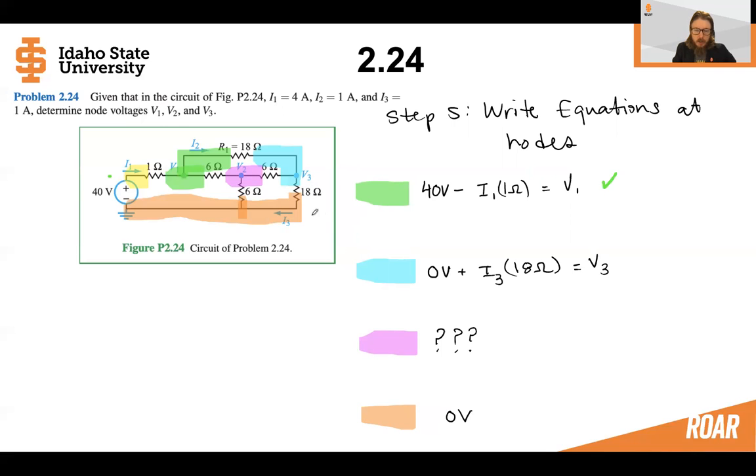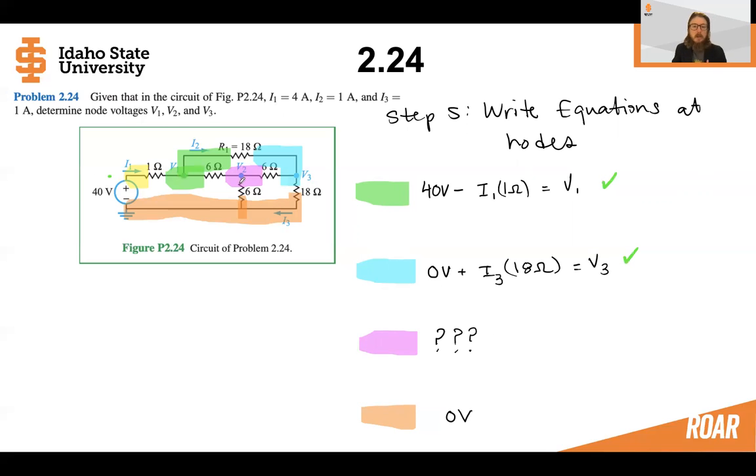Now for equation 2, let's see what the easiest way to find this will be. We can see that the orange node is the reference node at 0 volts. So we know that the voltage V3 is going to be 0 volts plus the current going through I3 multiplied by this 18 ohm resistor, which will give us voltage 3.